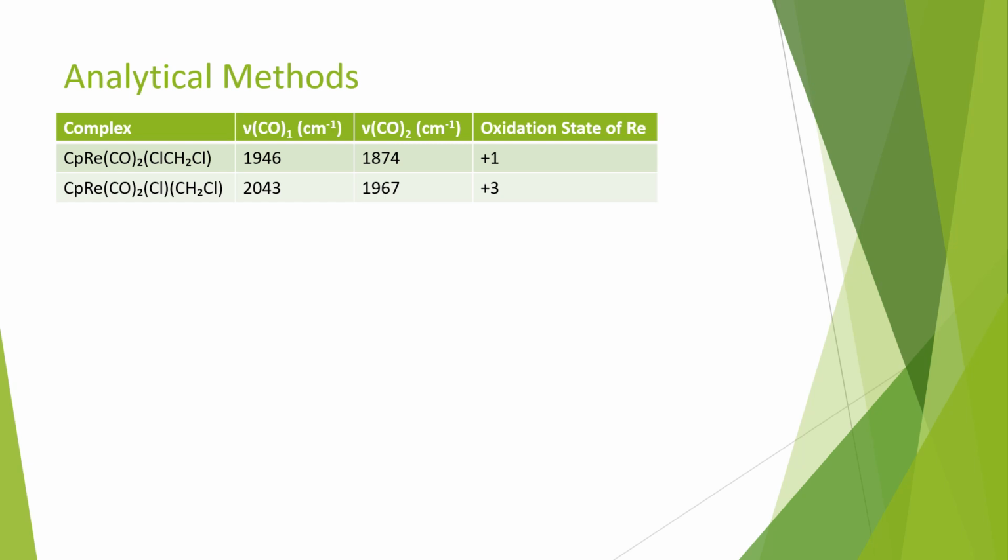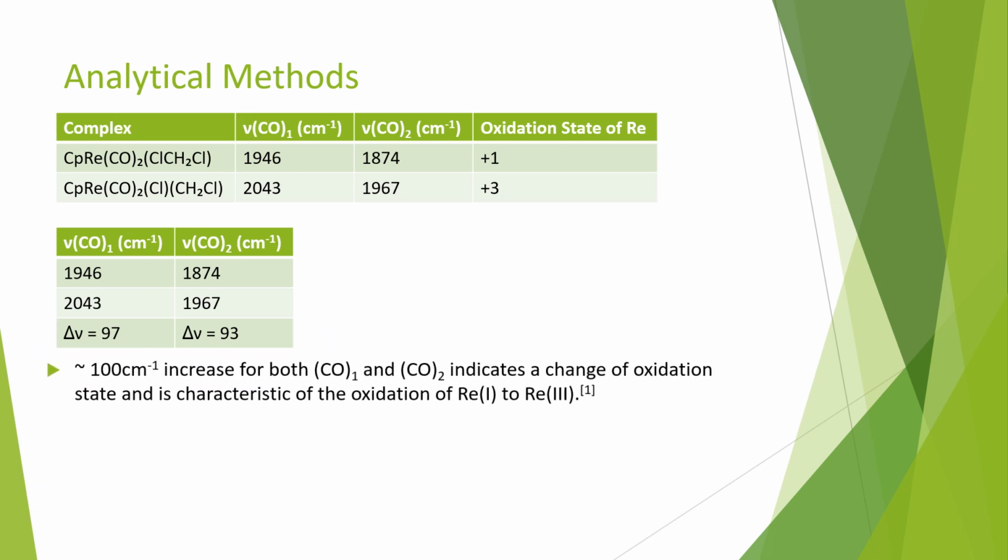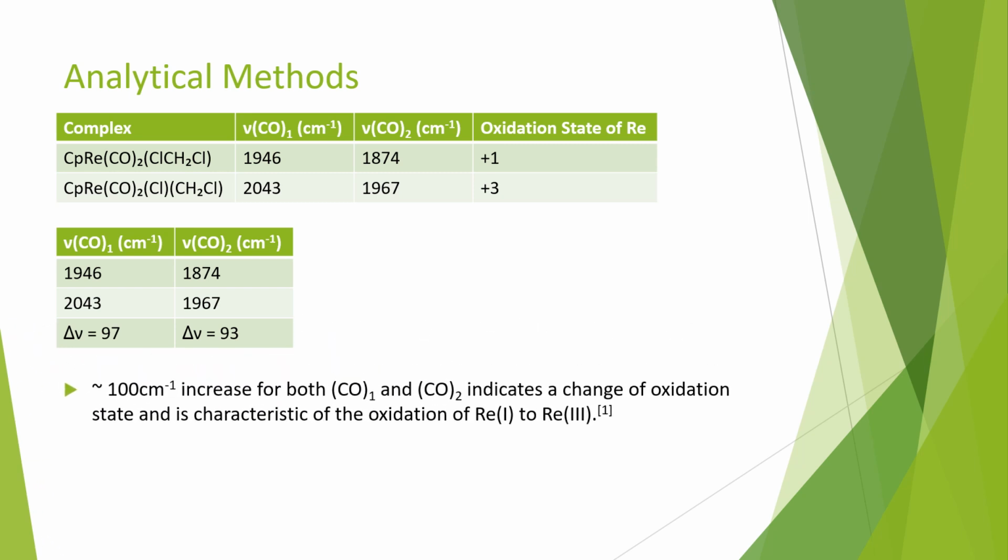And then in the final product complex, again, they produce peaks at 2043 and 1967 centimeters to the minus one respectively. These equate to changes of roughly 100 centimeters to the minus one increase, which is characteristic of oxidation of rhenium from 1 plus to 3 plus. It also shows that IR spectroscopy is sensitive to electron density and changes in ligand environments, and it shows that rhenium has become more electron deficient.